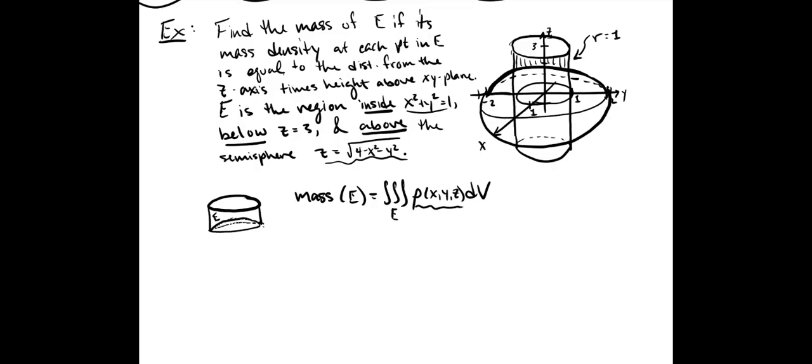Well, here we are given a description of the mass density, but we don't know it exactly. So let's write this down. Let's translate the wording here and figure out an expression for this. The mass density at each point in E is equal to the distance from the z-axis to the point. Well, if I have a point out in space, the distance to the z-axis by definition is r. Right? Remember that from above. Times the height above the xy plane, but that's just z. So there we go. We have, at least in cylindrical coordinates, an expression for this mass density function. It's r times z.